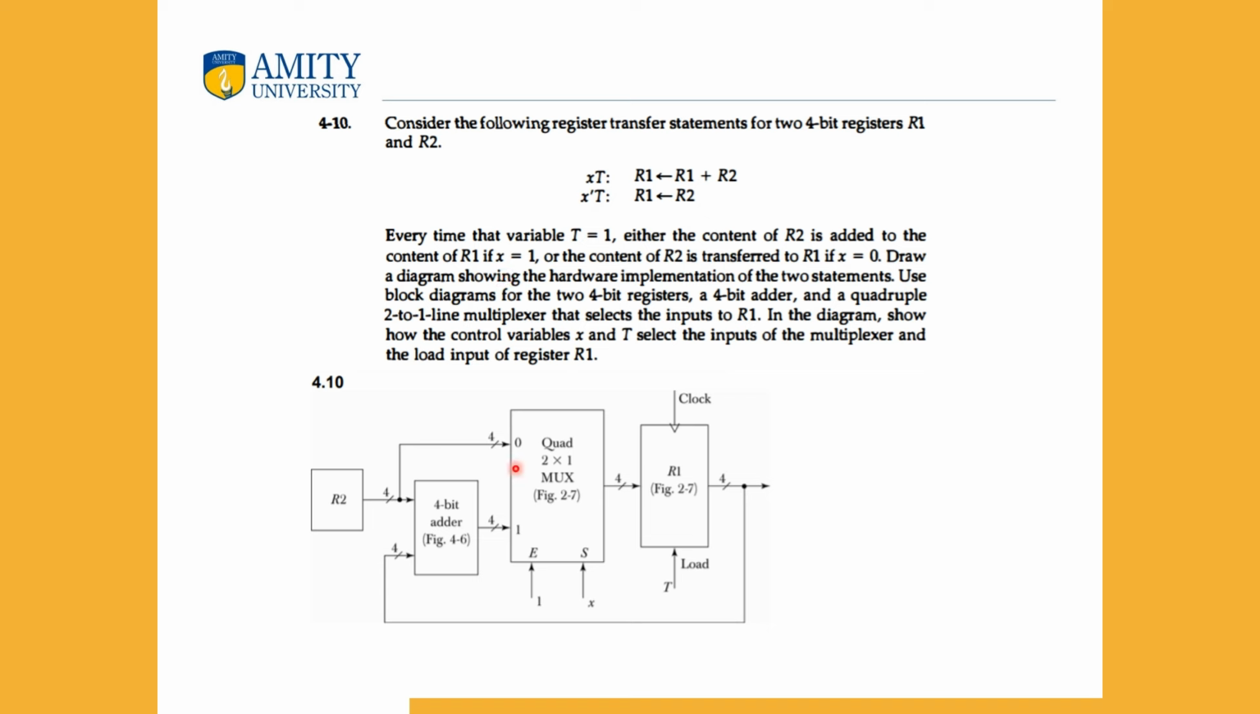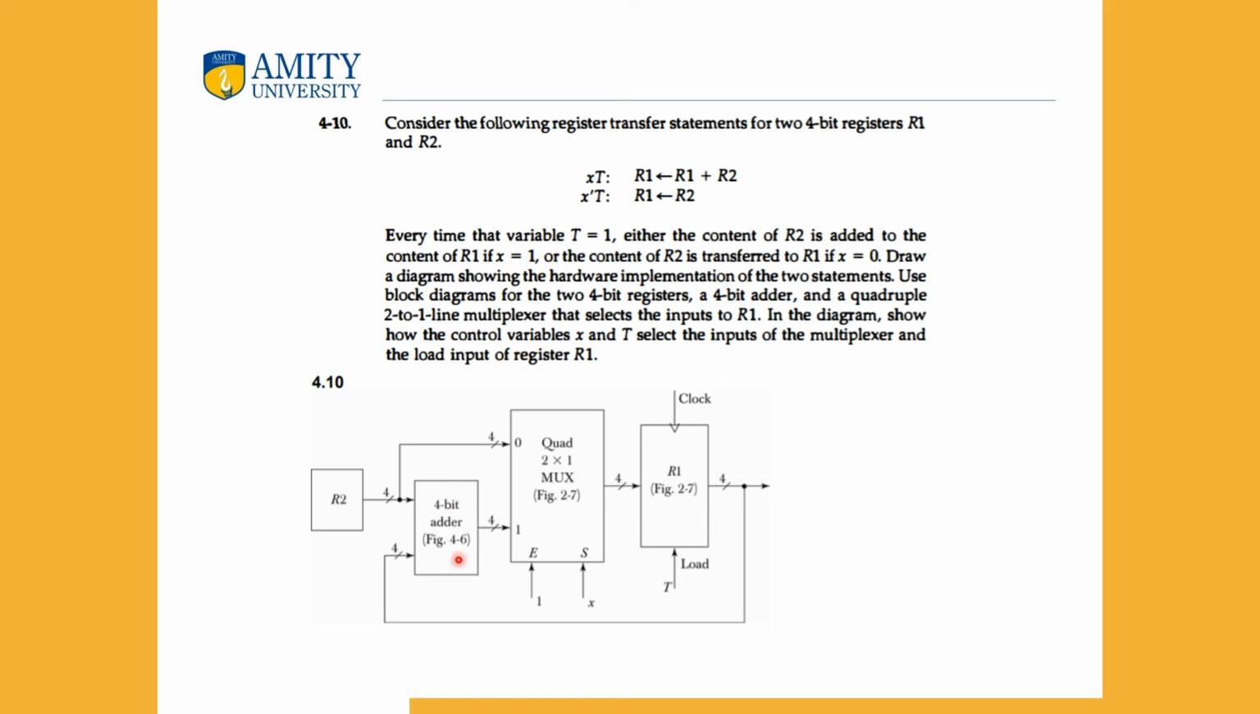To draw this, there are a couple of things you need to keep in mind. First, we'll be drawing R1 and R2. Second, we need to see what operations are there. We have R1 and R2 added, so we need an adder where we'll be giving R2 and R1. Okay, so we can draw a rough diagram initially, and then we can arrange the components properly. And then we also need to see that when x is 0, we get R2 transferred to R1. So we have two outputs now.